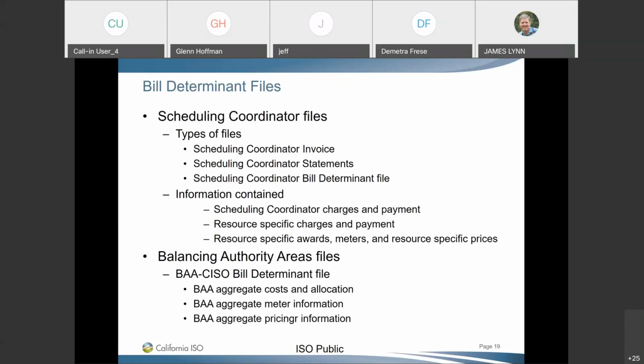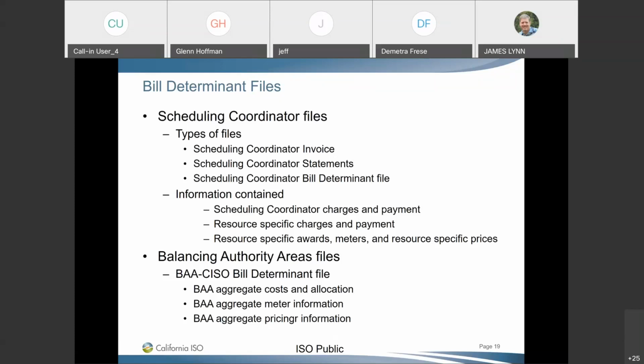Now, the scheduling coordinator bill determinant file. This file is all the resource-specific information or SC-specific information for that particular scheduling coordinator. So if I set up a scheduling coordinator ID that is a participating scheduling coordinator that's just BANC.